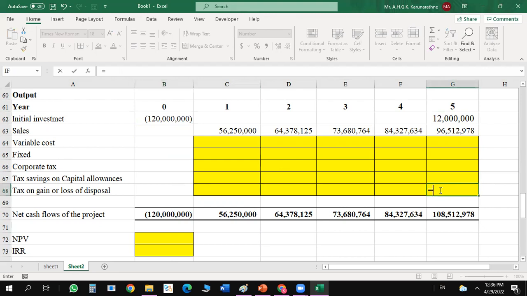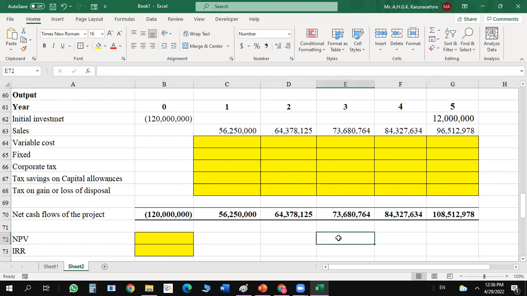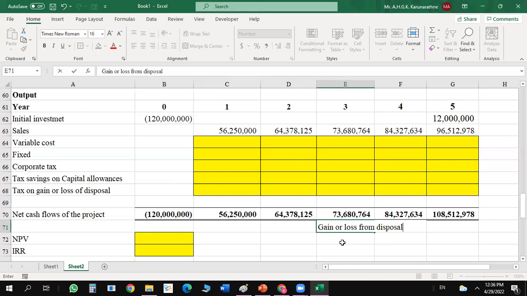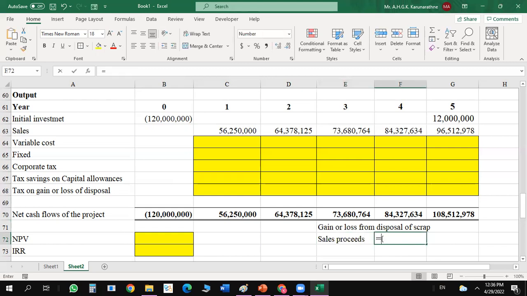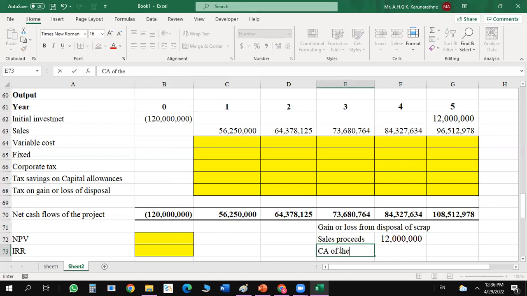tax කොහොමද අපි හොයන්නේ? disposable profit එකක් තියෙනවා. disposable profit කොහොමද හොයන්නේ? මම මෙතන පෙන්නන්නම්. Gain or loss from disposal of scrap. What do I know? Sales proceeds තියෙනවා, අපිට හම්බෙන්නේ. හම්බෙන මේ දේ අඩු වෙනවා carrying amount එකෙන්, carrying amount of the assets.